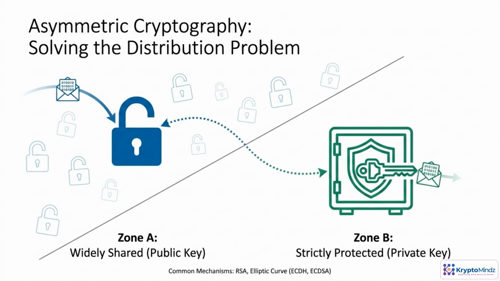Asymmetric cryptography tackles that key distribution problem by splitting one secret into two related keys. The public key lives in the everywhere zone. You can publish it, send it over email, even put it on a website. Anyone can use it to encrypt data or verify signatures. The private key lives in the vault zone. It never leaves secure storage. Only that private key can decrypt or create valid signatures, which is why protecting it is absolutely critical.